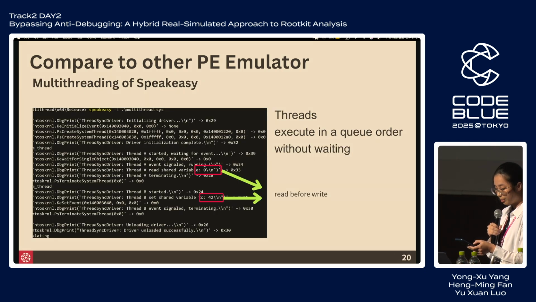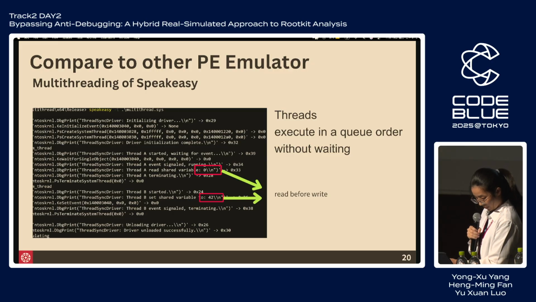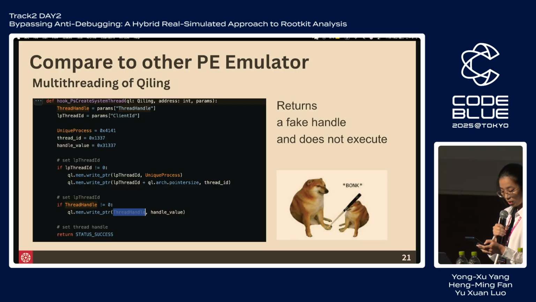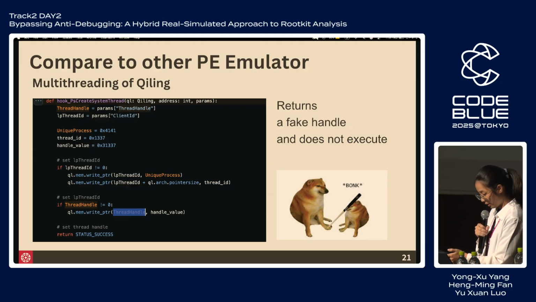When SpeakEasy handles multithreading, all the threads are queued and executed in order, as you can see in this figure. So it is possible for thread A to execute before thread B. This will cause thread A to get the incorrect value. For Qiling's multithread handling, Qiling simply returns a fake handle without actually running the thread. Improper handling of SEH and multithreading could lead to failure while emulating. That's why it is important for an emulator to handle SEH and multithreading properly.